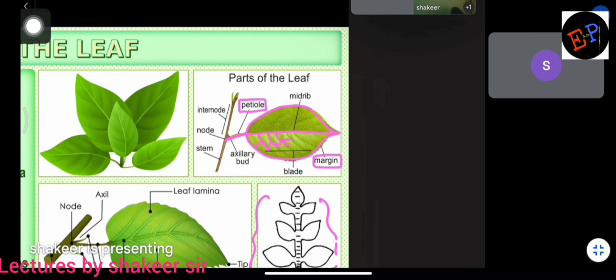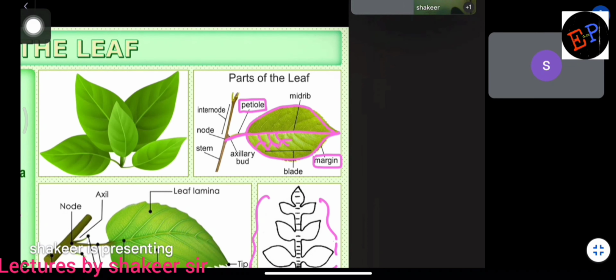So, what is the use of this midrib here? What does the midrib do for a leaf? It supplies water and other nutrients to the leaf. Are you able to understand? Also, the food which is manufactured in the leaf is transported through this midrib to different parts of the plant. Are you able to understand?